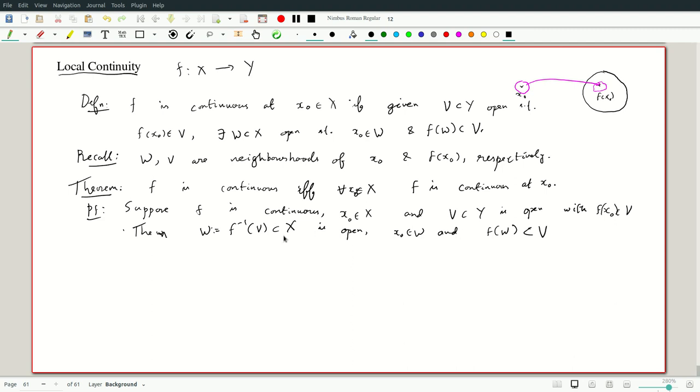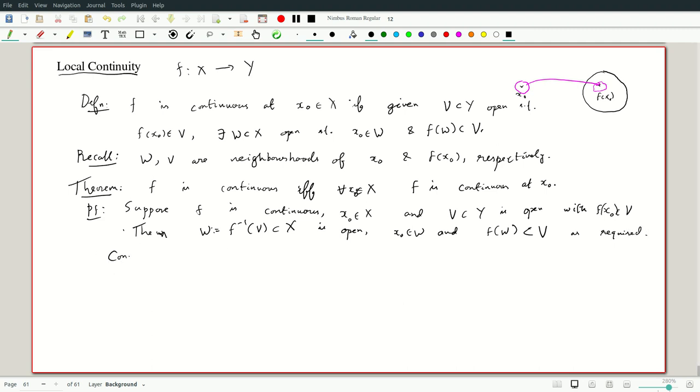It may seem like f of f inverse of V has to be equal to V. It's not the case. This is not an invertible function, because if something is not in the image of f, okay, Y is just the codomain, so if it's not in the image, then we take its inverse image, it will be empty, so you won't get it back. But in any case, f of W is contained in V by definition, so W is as required.